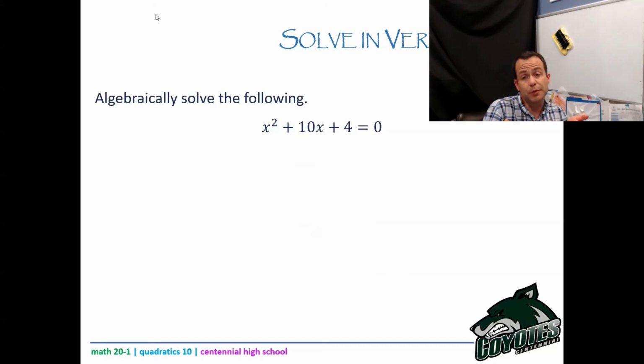My first go-to is factoring. I don't know two numbers that multiply together to give me 4 and add together to give me 10. So factoring is not going to work. I'm going to go through completing the square again. Okay, so I'm going to subtract 4 from both sides.